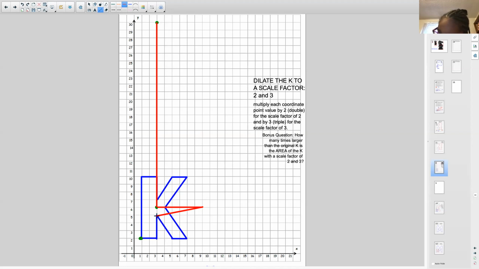Now, my next point is 5. We know how to triple 3 because 3 plus 3 plus 3 is 9. But who knows how to triple a 5? Let's count by 5, everybody. 5, 10, 15. You guys did it. Go to 9, 15.